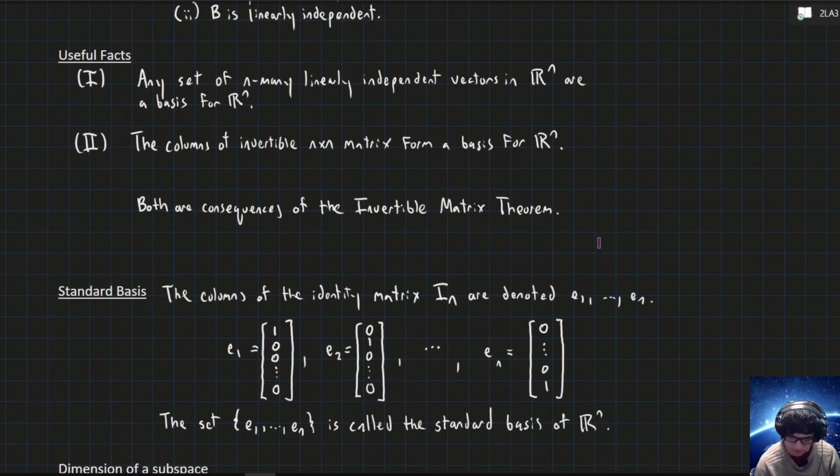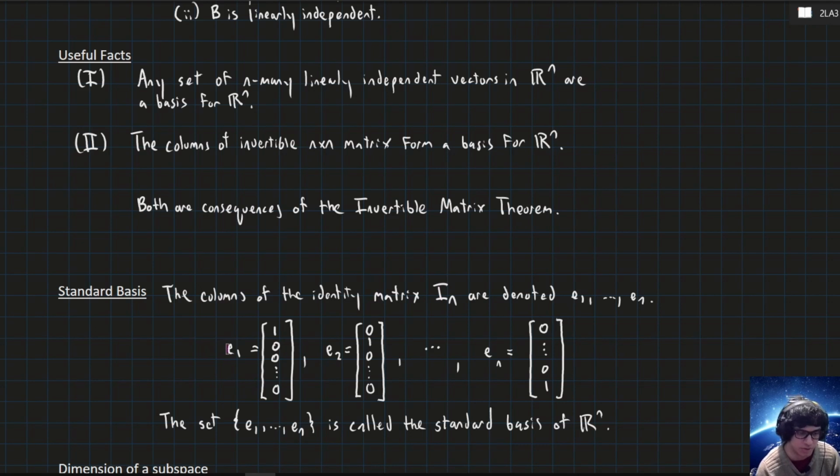So let's talk about the standard basis. The standard basis for Rn is the following set. Think about the identity matrix. It has ones along the diagonal. The columns of that matrix form a basis for Rn.